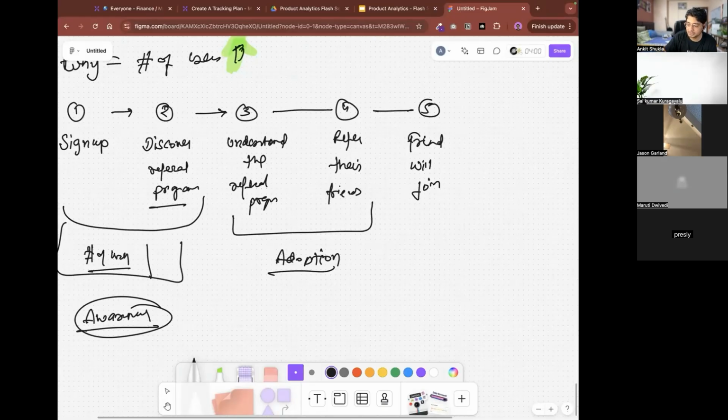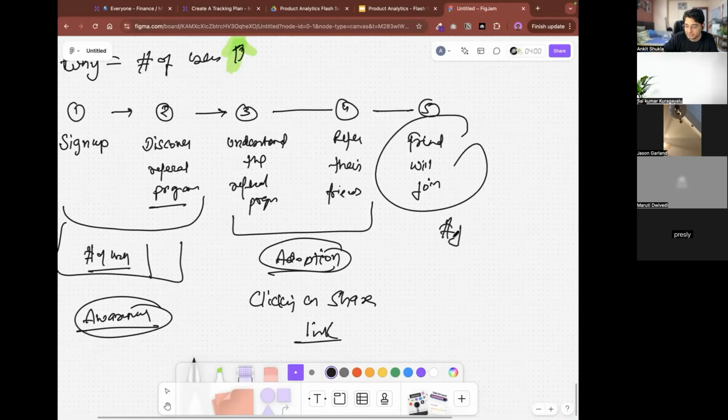So what you will do, you will understand how many people are actually clicking on the share link. There is a share link option. There is a coupon code copy option. You will understand how many people are actually going ahead and copying this link and giving it to their friends, right? You will measure that metric. And the third part is how many people are actually joining, how many new users are coming from this particular part. Okay. So we have divided it into three parts.